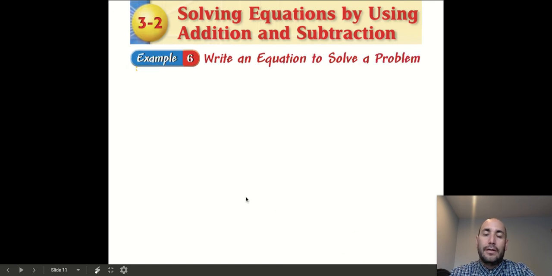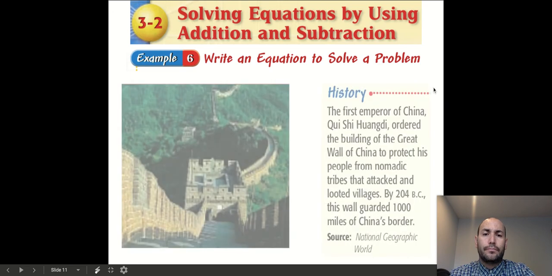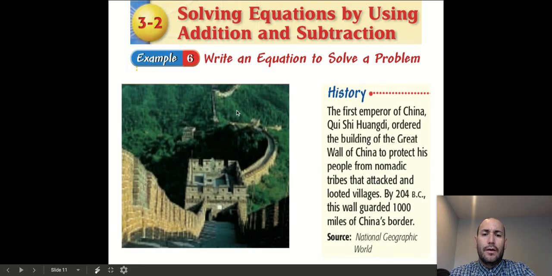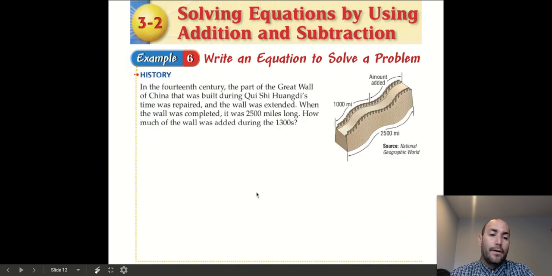All right. Example number 6. Writing an equation to solve a problem. So here's a picture. Anyone recognize this? This is the Great Wall of China. It says the first emperor of China, Qi Huangdi, ordered the building of the Great Wall of China to protect his people from nomadic tribes that attacked and looted villages. By 204 BC, this wall guarded 1,000 miles of China's border. That's a long ways. So here's our problem.